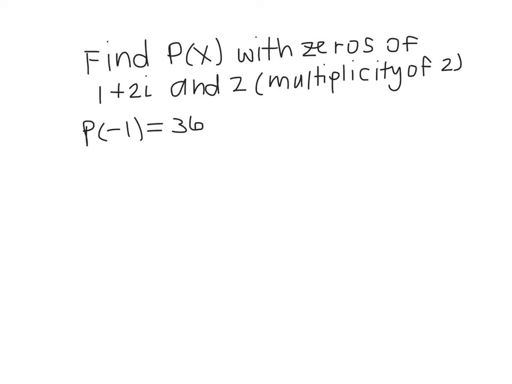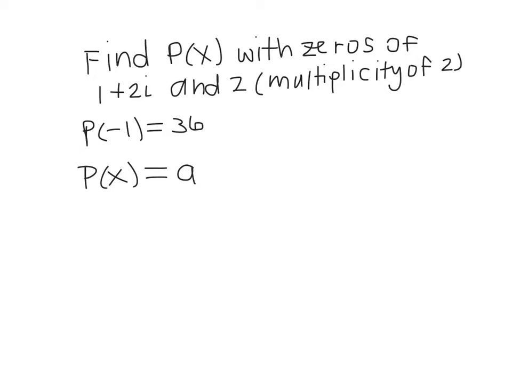Let's look at this example. We want to find the polynomial p of x with zeros of 1 plus 2i and 2 that has a multiplicity of 2. We also have the condition that p of negative 1 equals 36. So the polynomial function is going to have some multiplier out front, a, that we don't know what it is, but we'll be able to determine given that condition.